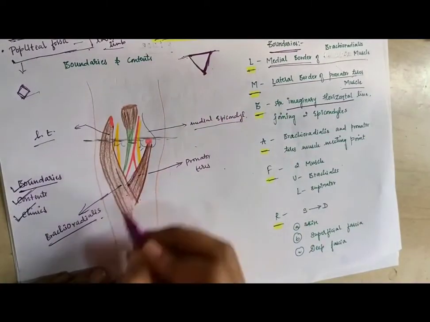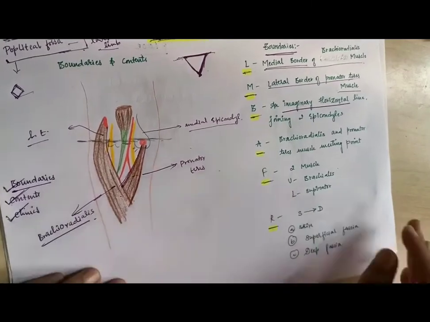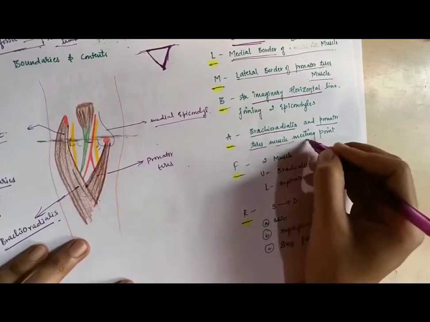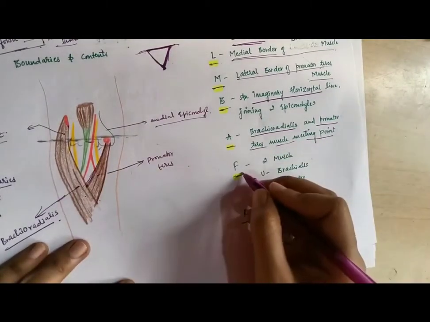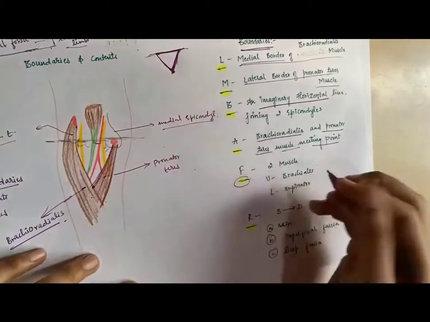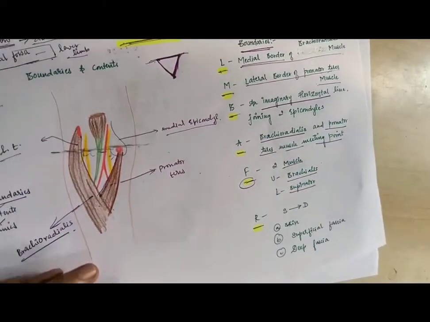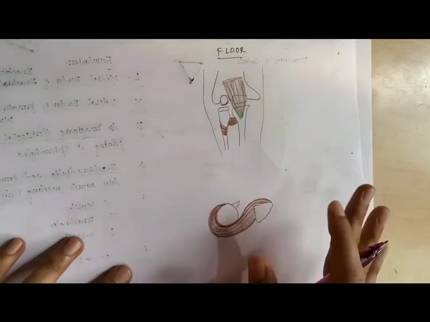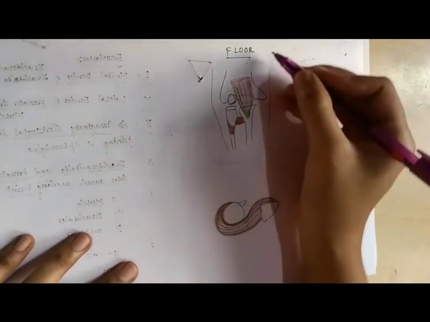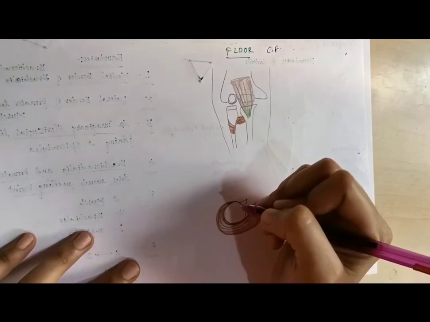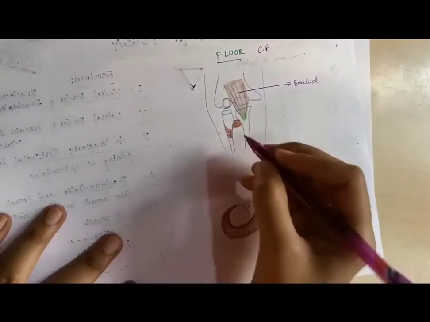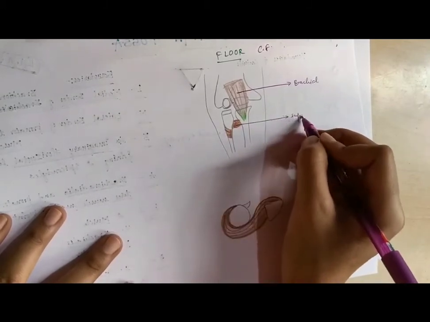Now the apex. Apex is made up of the meeting point of pronator teres and the brachioradialis muscle. So here you are seeing the apex of your cubital fossa. It's clear now. It is made up of brachioradialis and pronator teres muscle meeting point. And next is the floor. So floor is made up of two muscles, namely brachialis and supinator. I'll show you the diagram. So in this, you'll be seeing the floor of the cubital fossa. This is the brachialis muscle, and this is your supinator muscle.